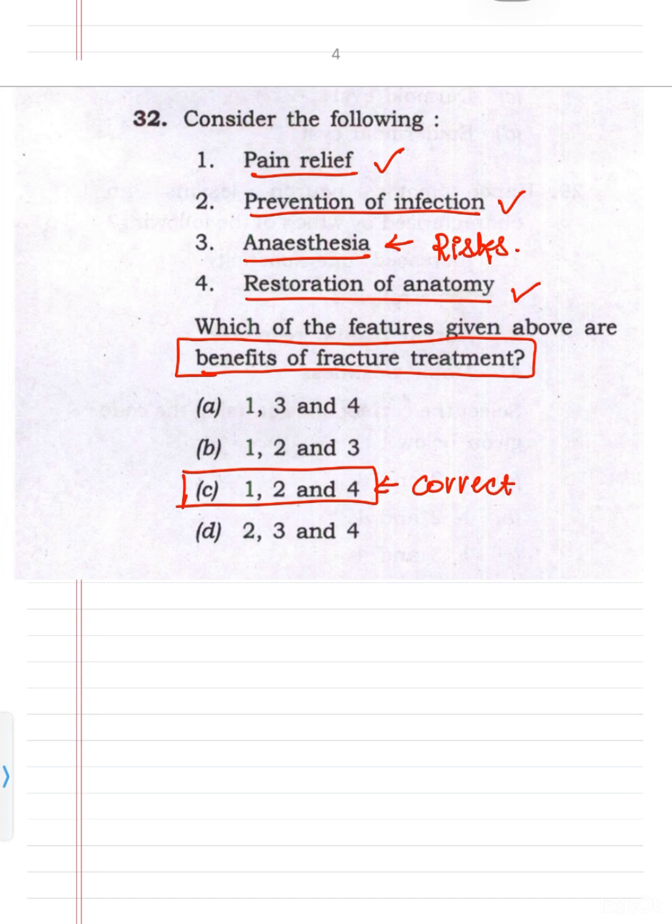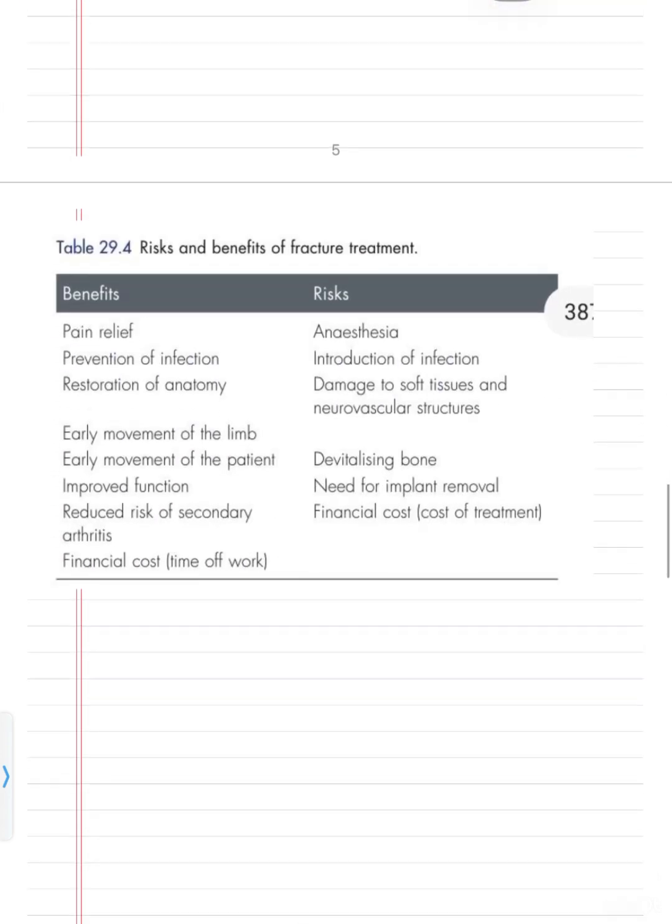So this was taken from Bailey's table. Let us read the reference. Table 29.4, risks and benefits of fracture treatment. So there were benefits and there were risks. The benefits were pain relief, prevention of infection, restoration of anatomy. So these were given in the options. Then early movement of the limb, early movement of the patient, improved function, reduced risk of secondary arthritis, and then financial cost, that is, time off work.